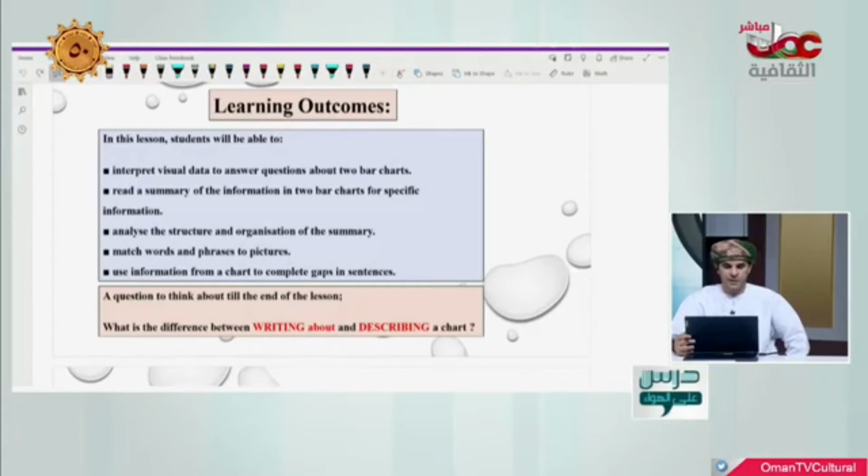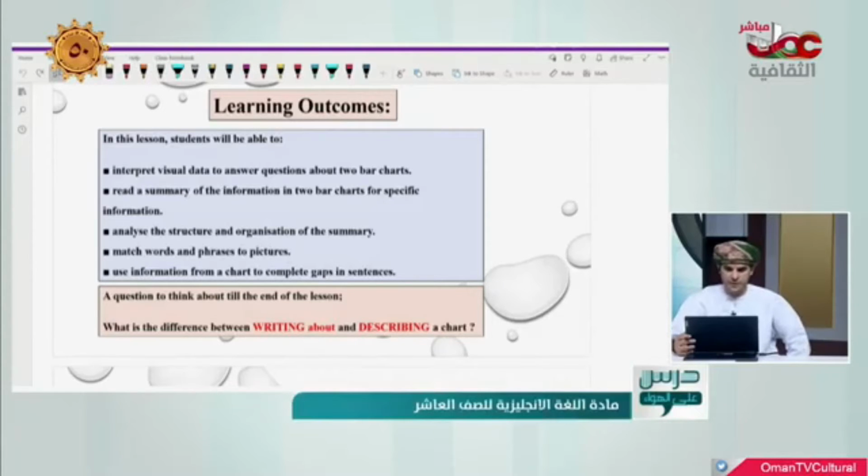In this lesson, inshallah, you will be able to interpret visual data to answer questions about two-bar charts, read a summary of the information in two-bar charts for specific information, analyze the structure and organization of the summary, and of course with some games that I need you to be ready for, match some words with phrases and use information from a chart to complete gaps in the sentences.